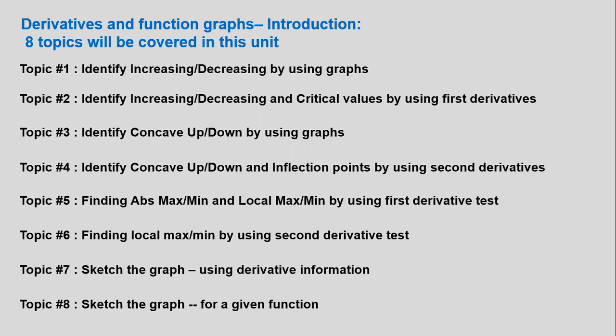That's true. But instead of just the graph of f of x, I might give you a graph of the first derivative of the function, f prime of x. Now, how do we use that information to identify whether the original function f of x is increasing or decreasing just by looking at the graph? Topic number 2: instead of a graph, we give a function, an equation. Then how do I use the first derivative to identify increasing, decreasing, and critical values?